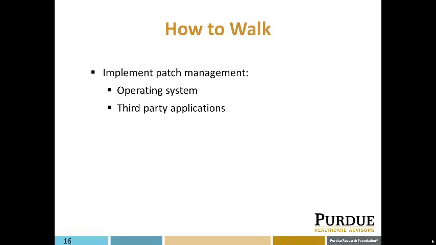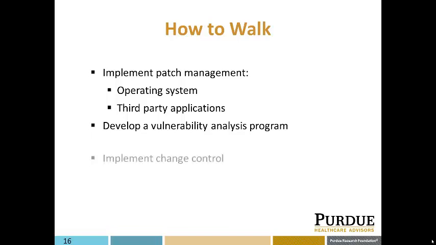And the first is to implement a patch management program, not only for your operating systems, but for any third-party applications. Oracle Java, Adobe Acrobat Reader, any third-party browsers you may have installed, Google Chrome and Firefox, these kinds of things that get updated almost on a weekly basis. You need to have a mechanism to get them updated. You need to develop a vulnerability analysis program, right, so that you can better inform your patch management system. You need to implement change control, which, depending on the size and complexity of your environment, may demand either looser or tighter change control processes.